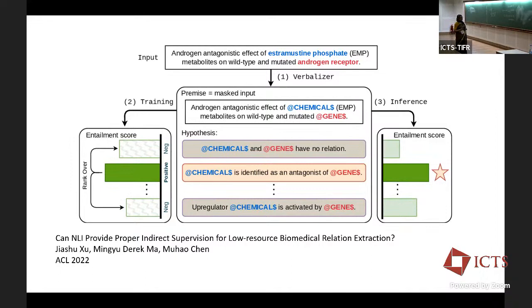Again, this is another example taken from a 2022 ACL paper, where they have this sentence: androgen antagonistic effect of X metabolites on wild type and mutated Y. And they have different hypotheses. First hypothesis is chemicals and genes have no relation. Second is chemical is identified as antagonist of gene. Third hypothesis, upregulator chemical is activated by gene. So they get the model to predict which of these three has higher probability. And if they have some training data, they train the model on it so that it can do well.